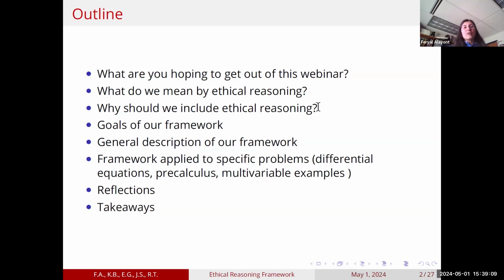We'll start by describing what we mean by ethical reasoning, so we're all on the same page, and then why we should include ethical reasoning, or why we should not exclude ethical reasoning more correctly. And then we'll mention our goals of the framework, why we're using a framework format, and what's the purpose, how does it help. And then we'll give a general description of the framework and then apply it to specific problems. And we'll finally end with reflections and hopefully some takeaways for you. And there will be time for questions and answers at the very end.